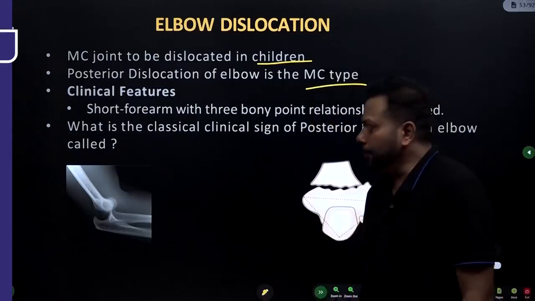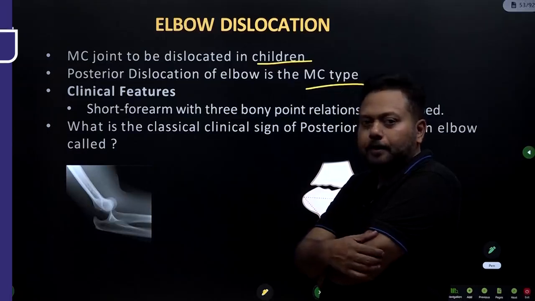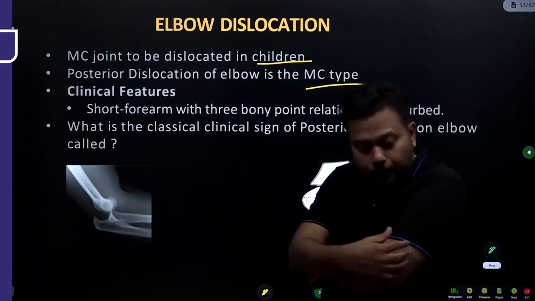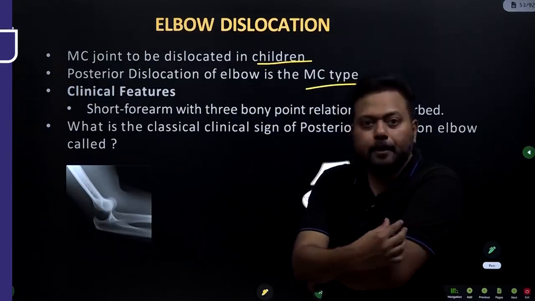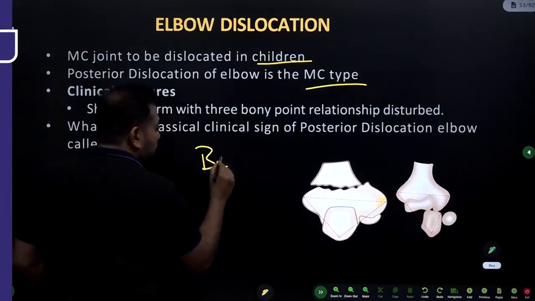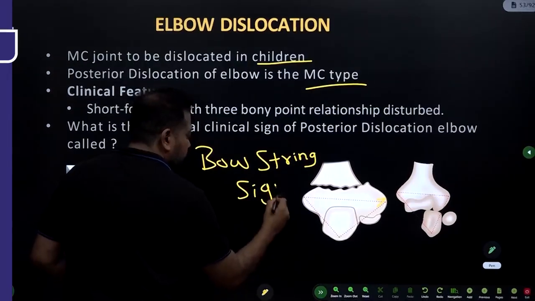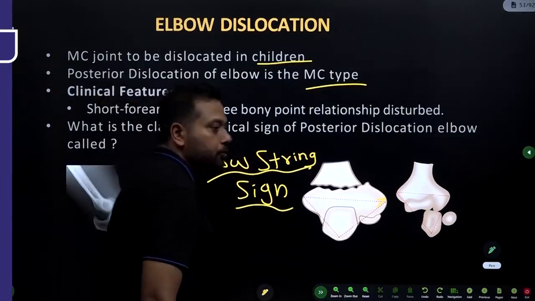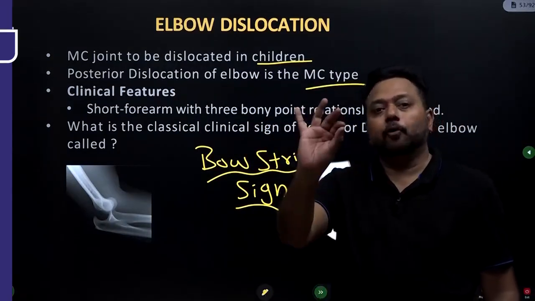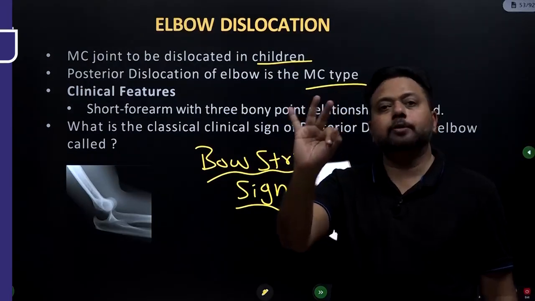And the third important thing is, since the olecranon is pushed backward, the normally tight triceps tendon becomes lax and stands out prominently. When you see from the lateral side, there is bulging of the triceps tendon. That is called bowstring sign. So 3 classical clinical signs of elbow dislocation: forearm appears shorter, 3 bony prominences disturbed, bowstring sign.